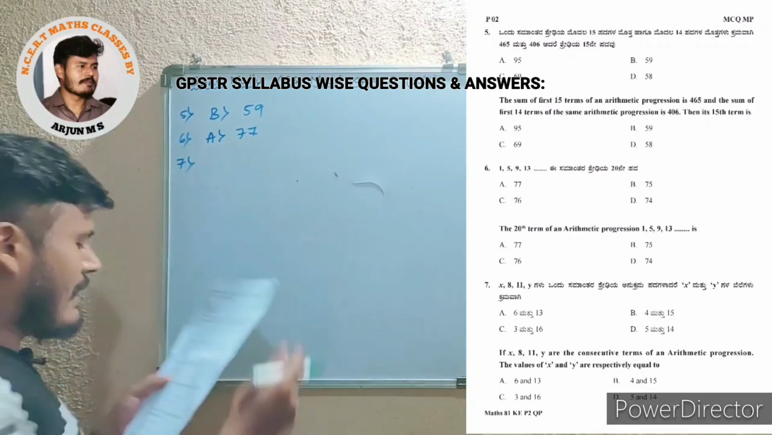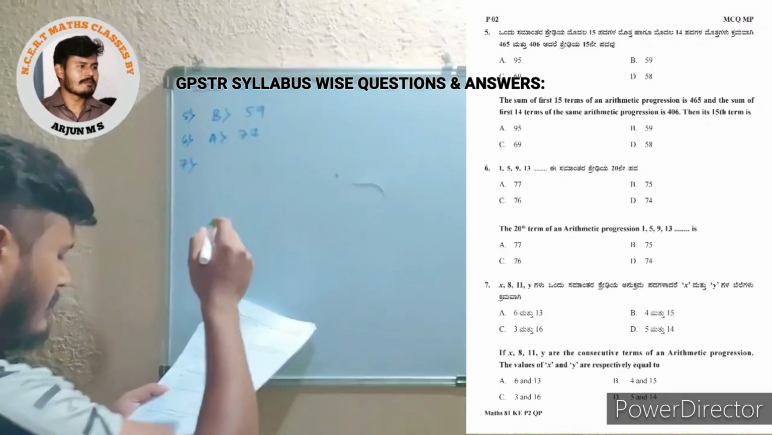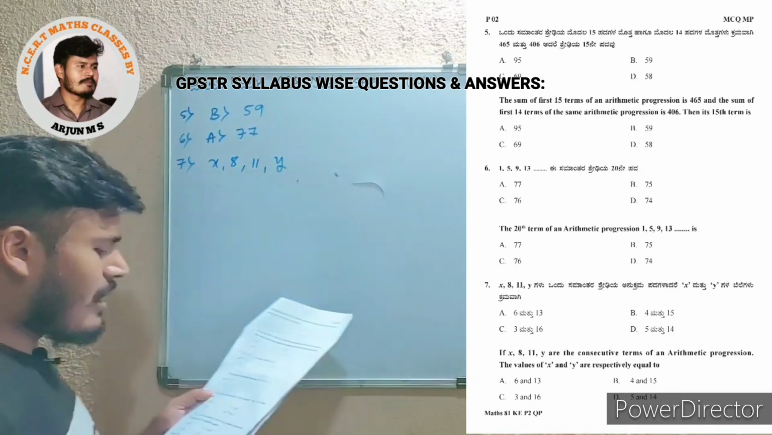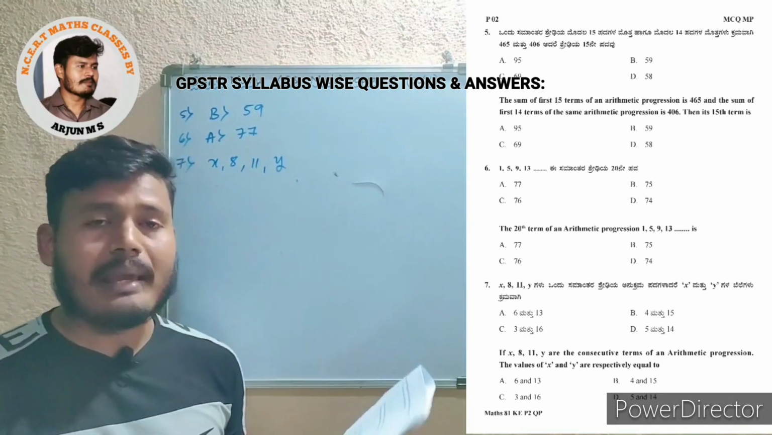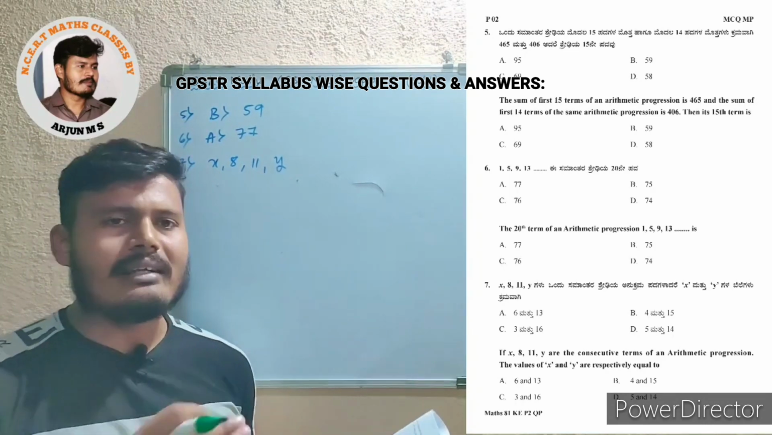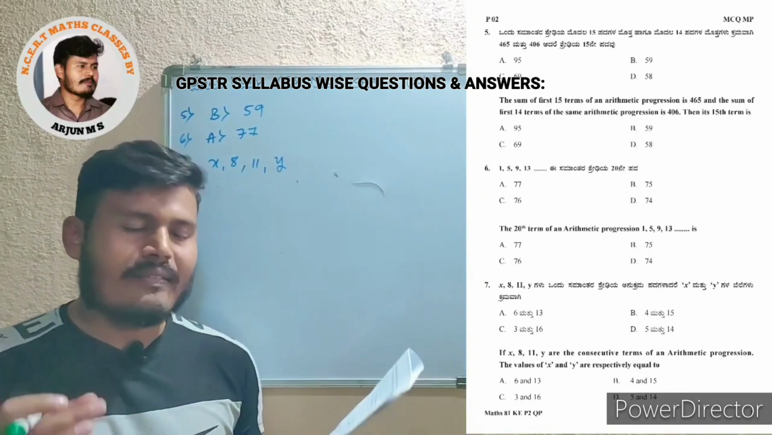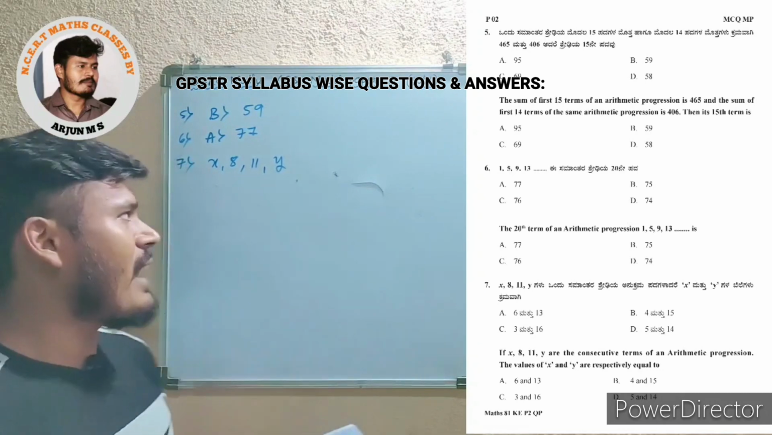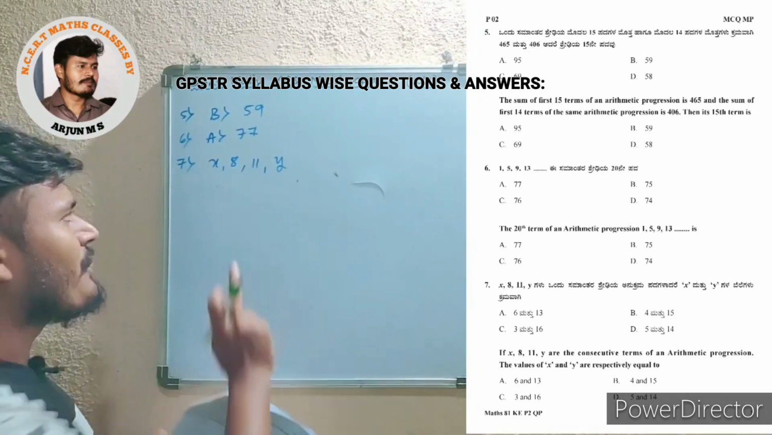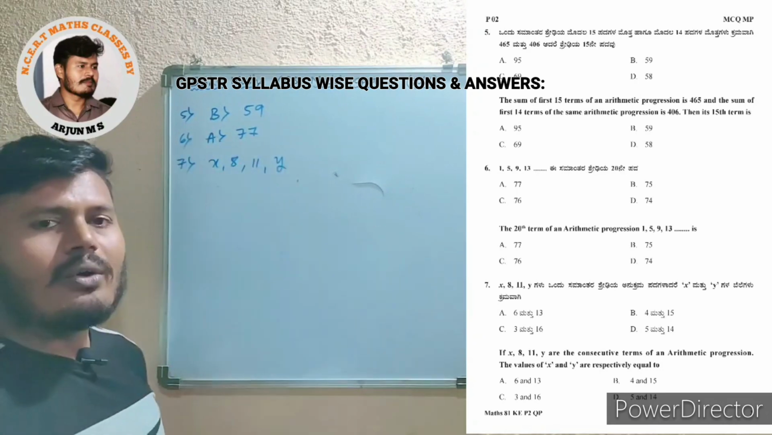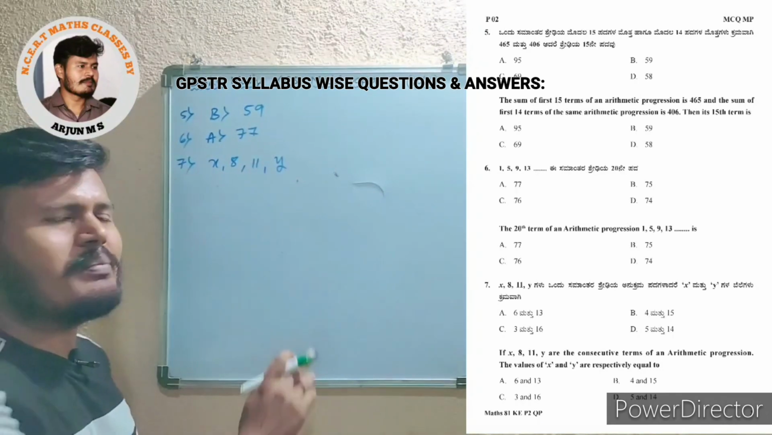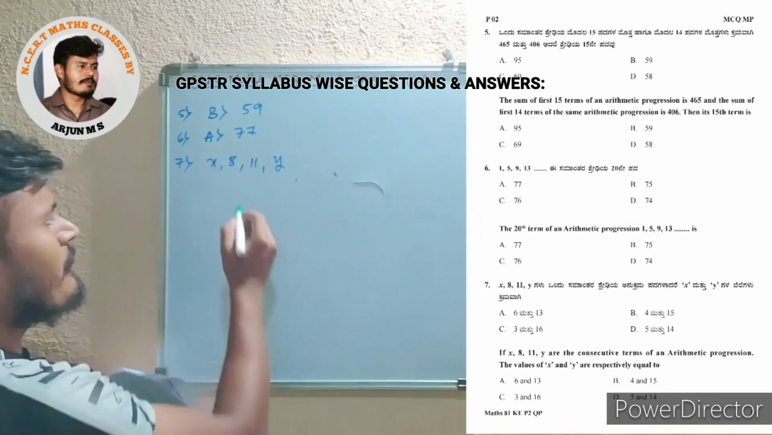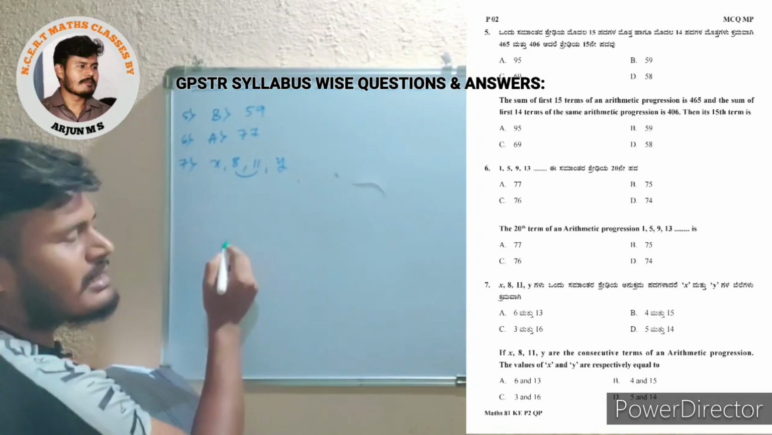So now we're moving on to the seventh question. If x, 8, 11 and y are the consecutive terms of an AP, consecutive terms means continuous terms of an arithmetic progression, the values of x and y are respectively equal to. What are the values of x and y here? We have to find out the first term and fourth term. Let us consider x as first term, 8 as second term and 11 as third term and y as fourth term, right? So now we can easily find out the common difference here.